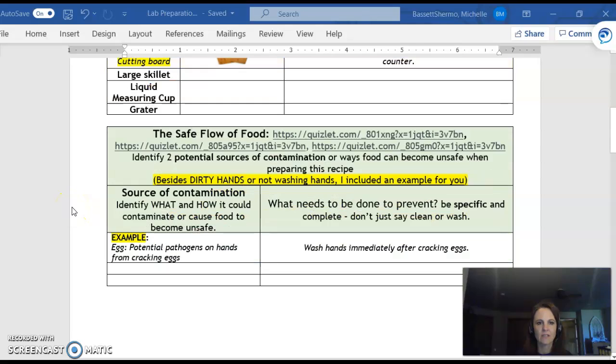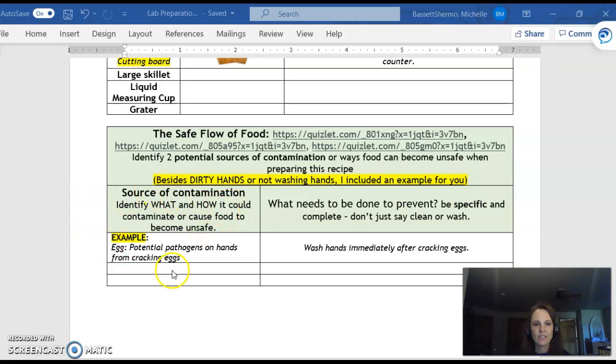Going down to the next section, the safe flow of food. Again, this deals with preventing our food from becoming contaminated or unsafe. So what could happen from the time you start preparing to the time you consume it that could cause it to become unsafe? So again, I have the source of contamination here. An example would be eggs if you're making something like cookies or whatever.